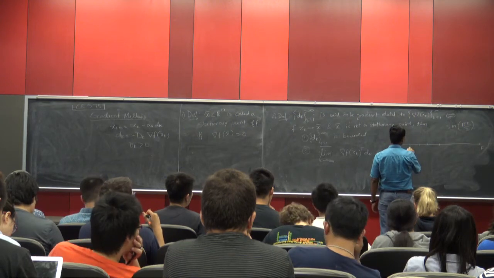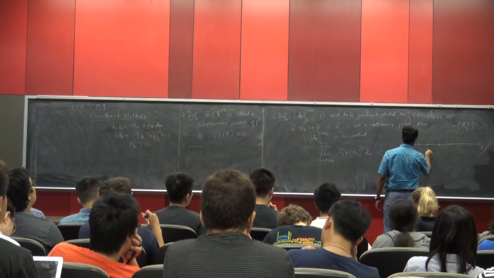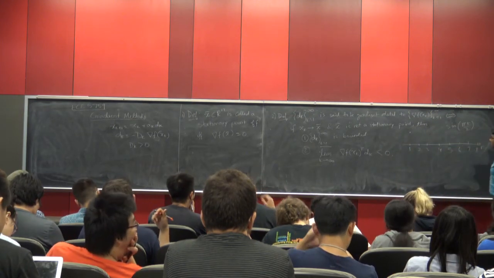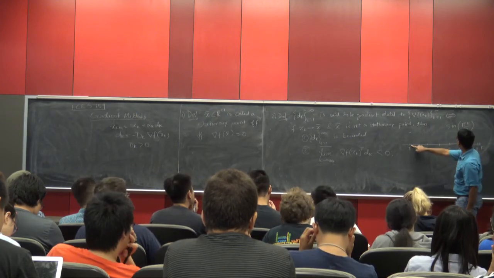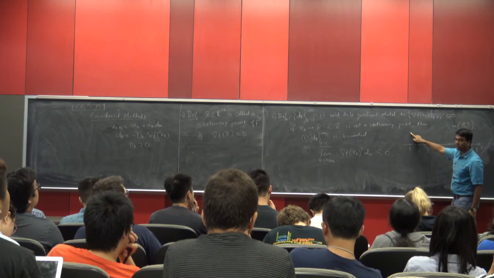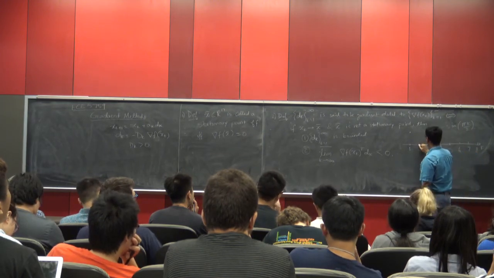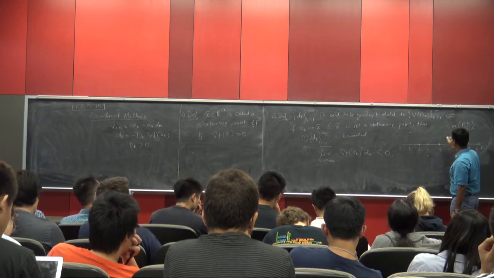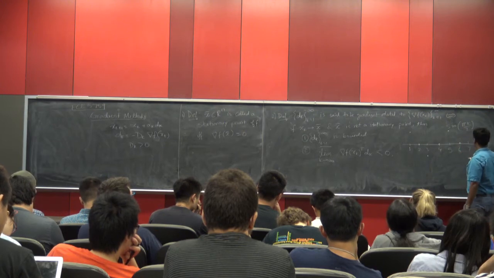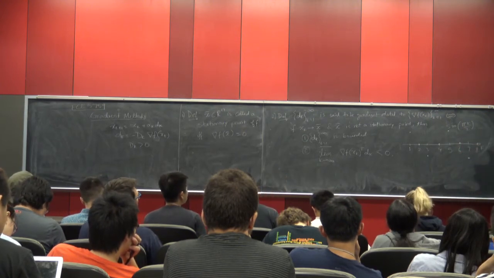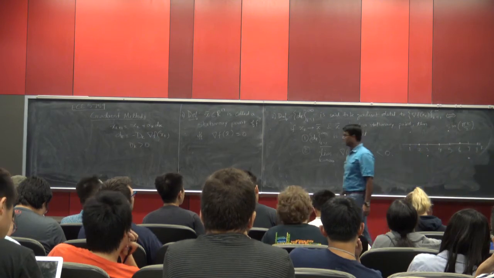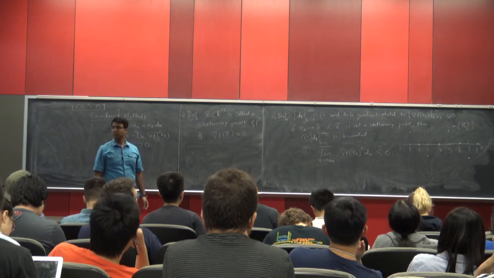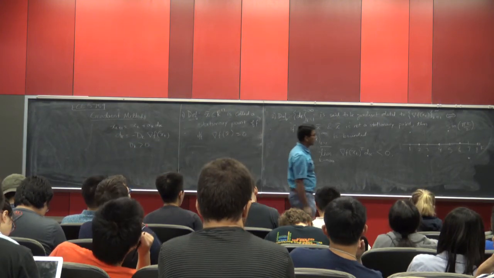So what is sine of pi over 2? That's 1. For k equals 1, sine of pi k over 2 is sine of pi over 2, that's 1. Then sine of pi will be 0. Then sine of 3 pi over 2 would be negative 1, then 0, then 1, then 0, then negative 1, then 0, and so on. Right? So does this sequence have a limit? No, right? It's not converging.